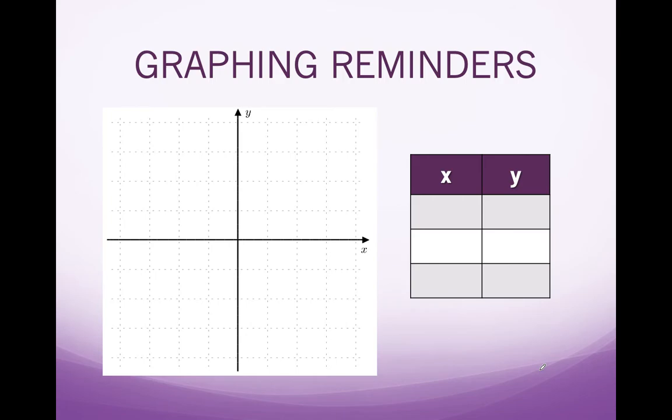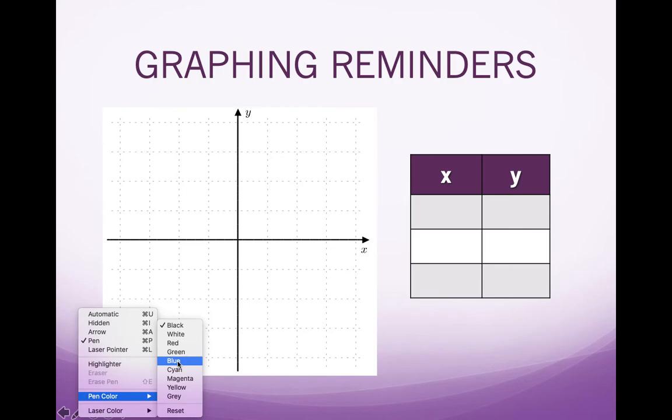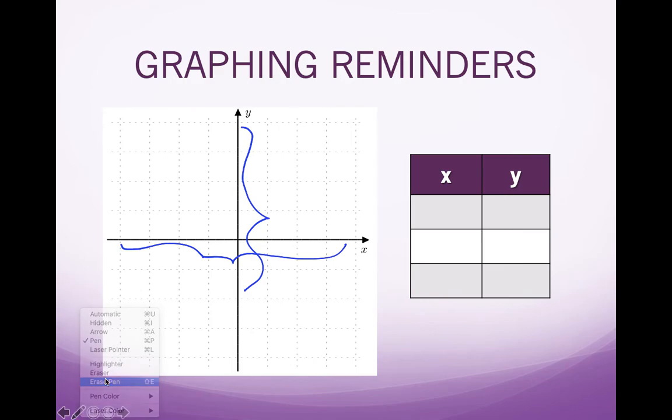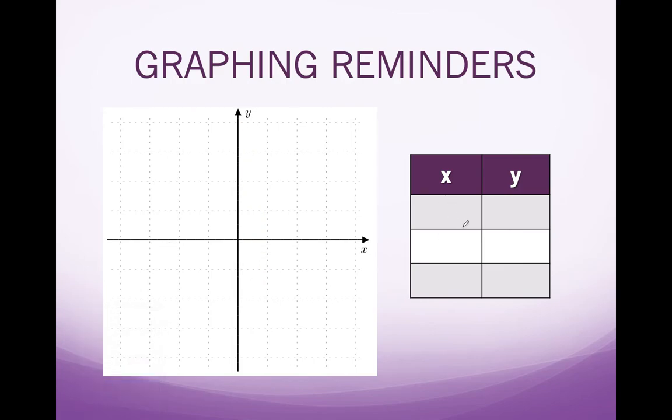A few things to remember when you are going to graph your scenario is that the x-axis is always going to be the horizontal axis. So that is this axis down here, and the y-axis is the vertical axis. Remember, when we are putting values in a table, we are always going to include our x values as the first column on the left, and our y values are the second column on the right.